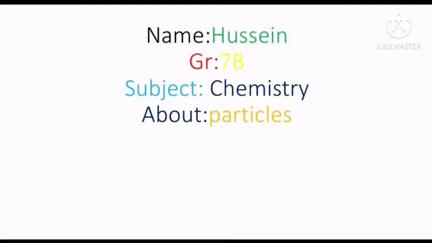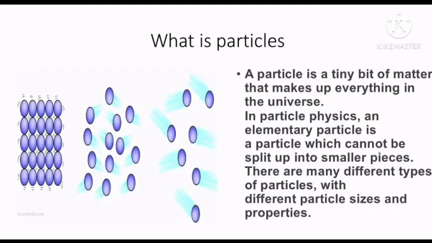I will explain my project of chemistry about particles. What is a particle? A particle is a teeny bit of matter that makes up everything in the universe. In particle physics, an elementary particle is a particle which can't be split up into smaller pieces. There are many different types of particles with different sizes and properties. You can see in the picture here the particles of gases, solids, and liquids.